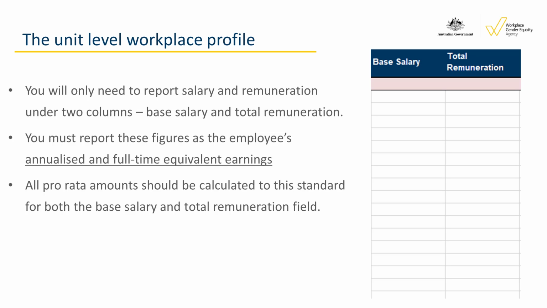salary and total remuneration. The figures you report for base salary and total remuneration must be provided as the employee's annualized and full-time equivalent earnings. In short, the 2 figures must represent what this employee would be paid if they had worked full-time hours for a full year. This figure is not a contractual figure, but is based on what the employee actually earned. All pro rata amounts should be calculated to this standard for both the base salary and the total remuneration field.